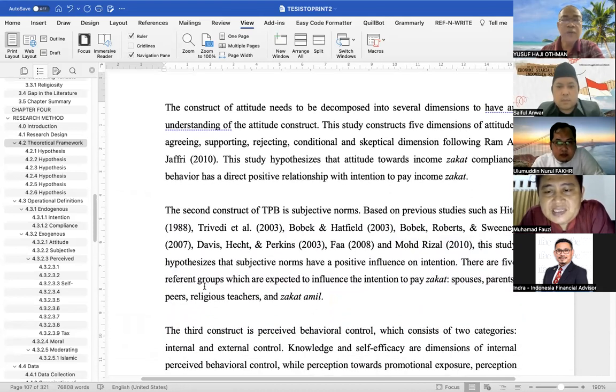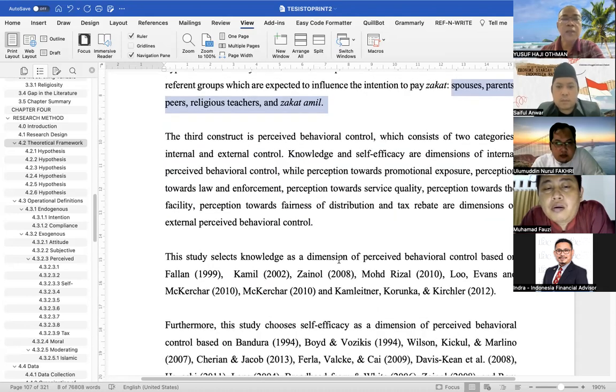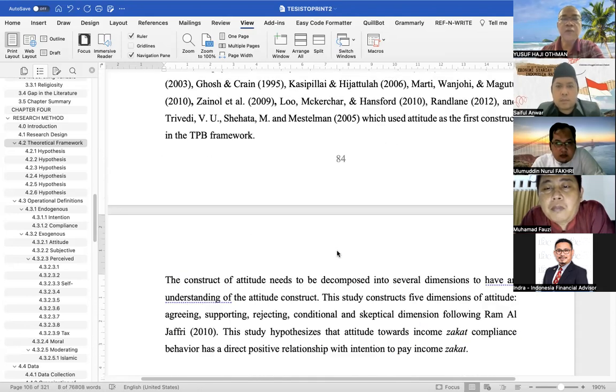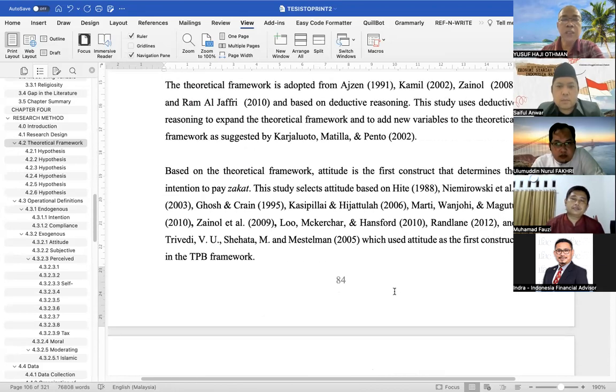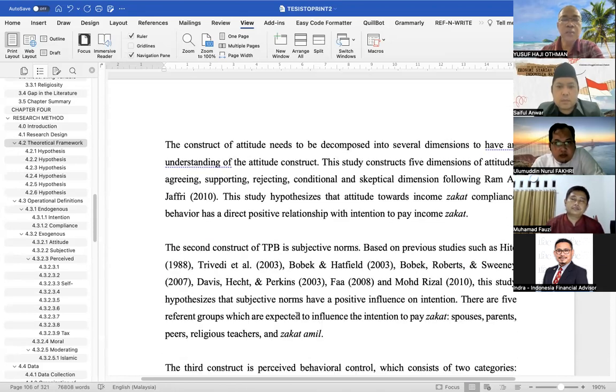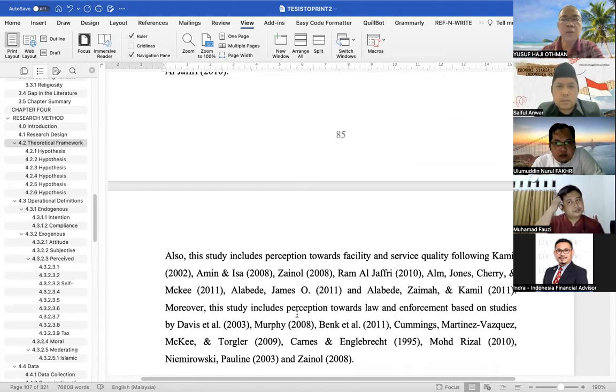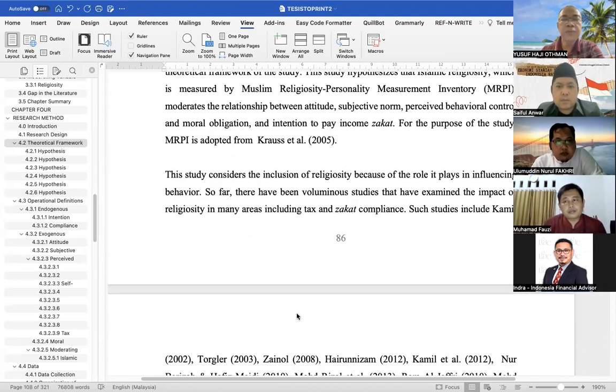And there are five groups contained in the subjective norms. And the third is perceived behavioral control. So in other words, every variable, every construct that we include, we must justify based on the previous studies. That's all we have to do. All right.